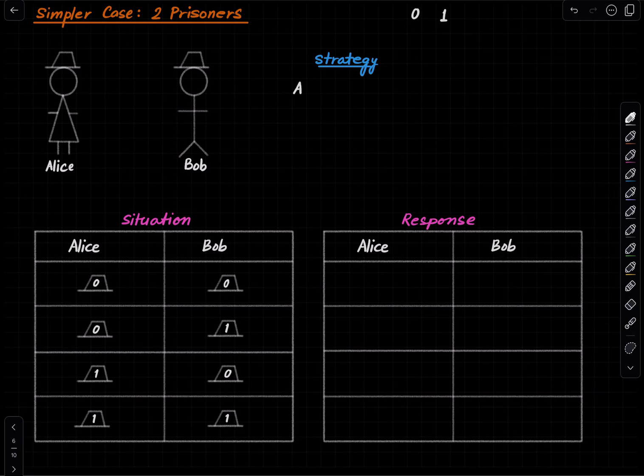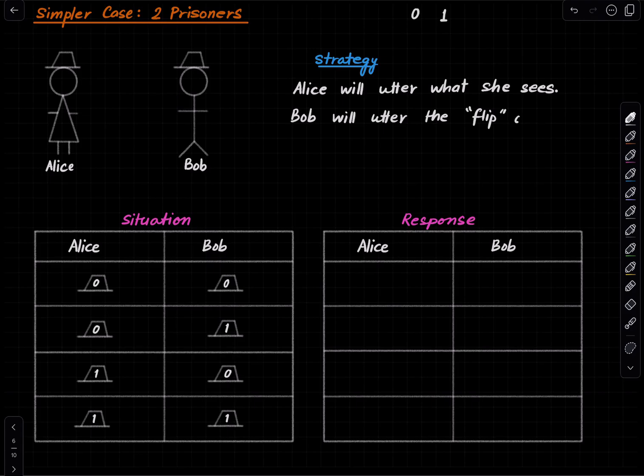The strategy is Alice will utter what she sees. So what is Alice's guess for her hat? She looks at Bob's hat. Whatever is the color of Bob's hat, that is her guess for her hat. And what is Bob's guess? Bob will utter the flip of what he sees.